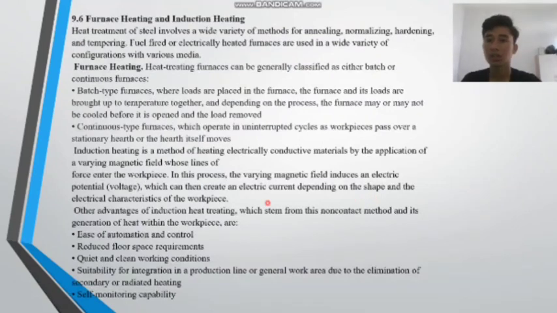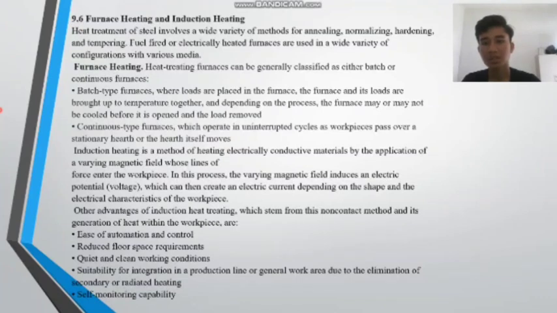Next, 9.6 furnace heating and induction heating. Heat treatment of steel involves a wide variety of methods for annealing, normalizing, hardening, and tempering. Fuel-fired and electrically heated furnaces are used in a wide variety of configurations with various media. Furnace heating. Heat-treating furnaces can be generally classified as either batch or continuous furnaces.